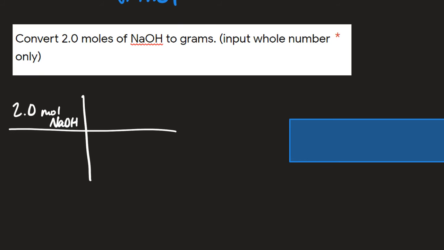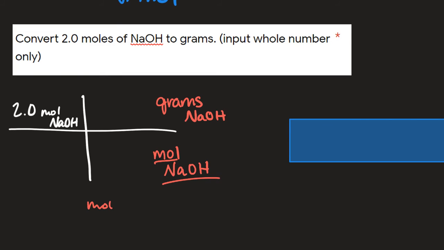A lot of students get this messed up. Last time, if you notice, we put grams on the bottom, but in this case, we're putting moles on the bottom. That's because our units on the top say moles of NaOH. We're trying to convert it to grams, so we can use our molar mass to convert this to grams of NaOH.